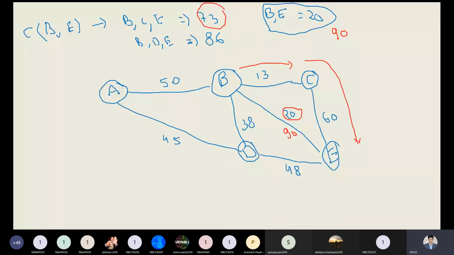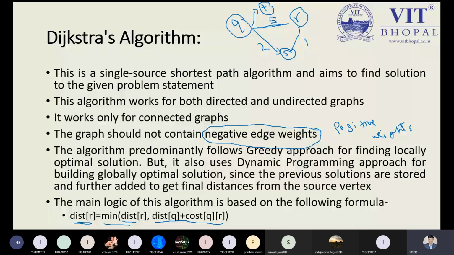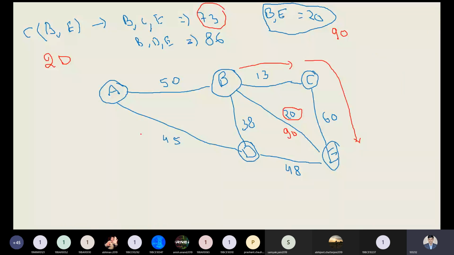And that is also managed by our Dijkstra algorithm. That's why this cost will be determined by a two-dimension array. That's why I'm saying this over here. Okay, this is the point. And if I'm talking about distance of Q and distance of R, that is also maintained by a single value only. So that's why it is represented by one dimension.